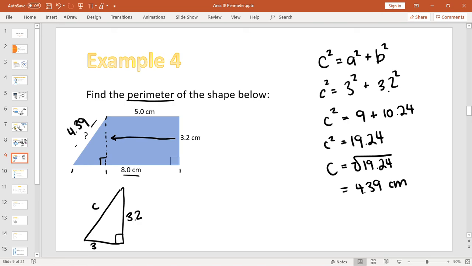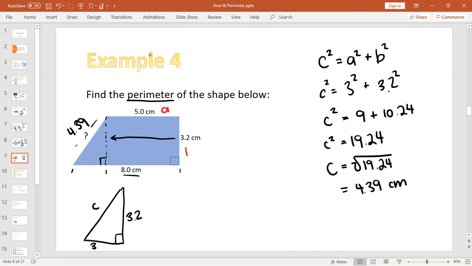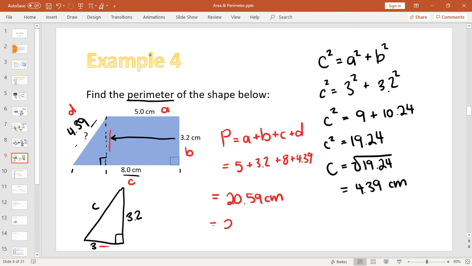And remembering that the perimeter is just the sum of all sides. So we've got side A, side B, side C, and side D. And we found this 3 down here, but that's part of the 8, so we don't have to consider that separately. And we don't use any inside measurements, only the outside. Five plus 3.2 plus 8 plus 4.39 is 20.59 centimeters, which is right. If you wrote 20.6 centimeters, that's also right. All good.